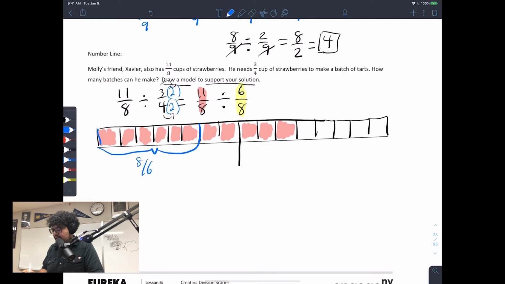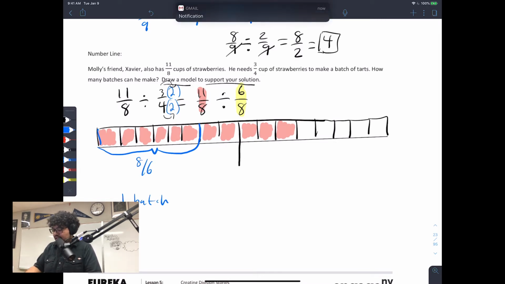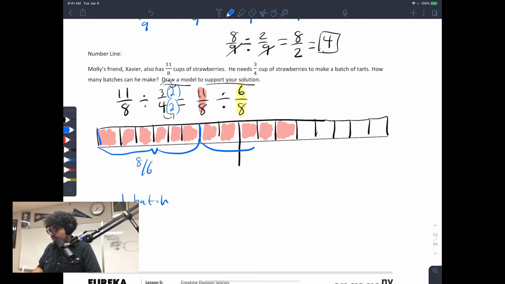Okay, so 6 of 8. But I'm also shading 1, 2, 3, 4, 5, 6 of 8. Okay, because I need groups of 6. So then this tells me that I have one batch right there. Now to make another batch, I need another 6 of 8. So then I'm going to go ahead and count. So 1, 2, 3, 4, 5, 6.